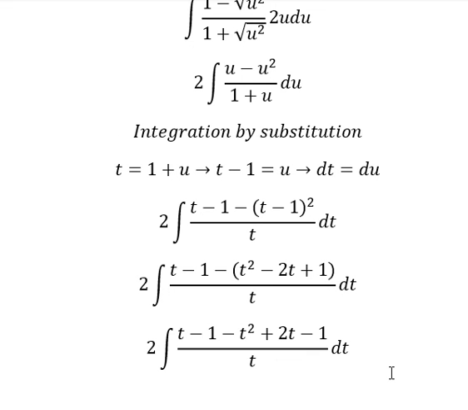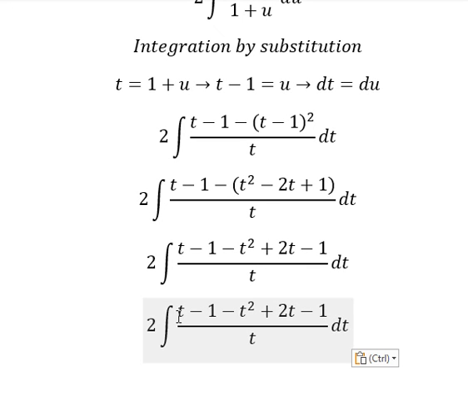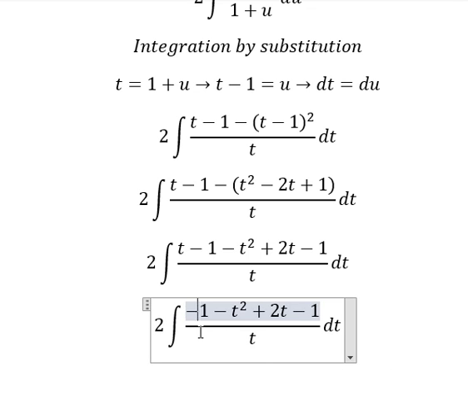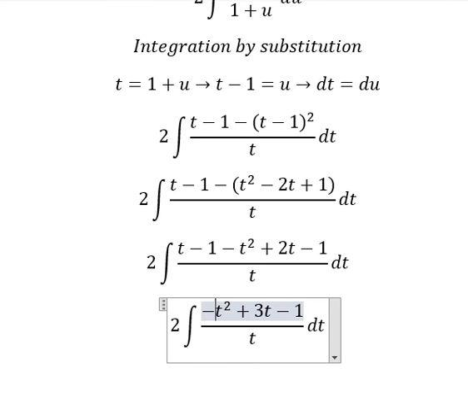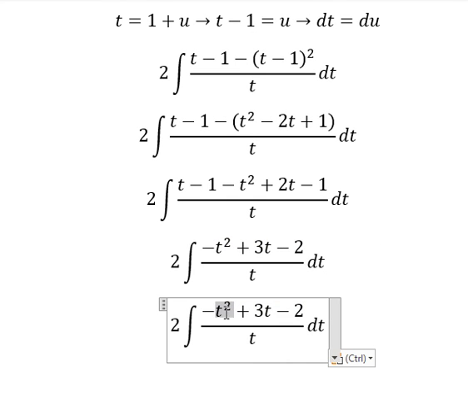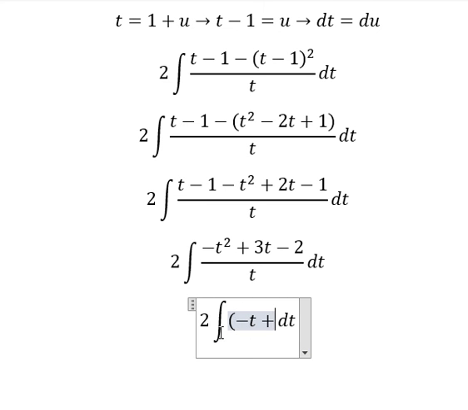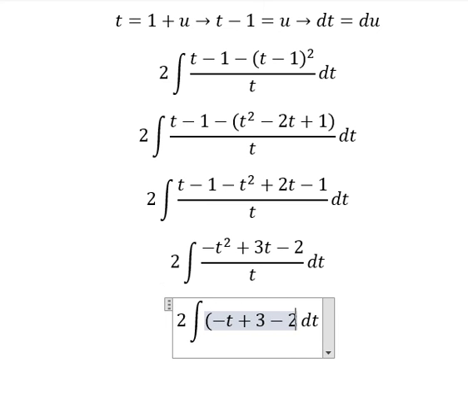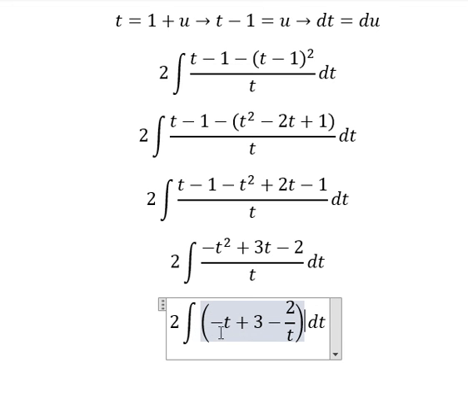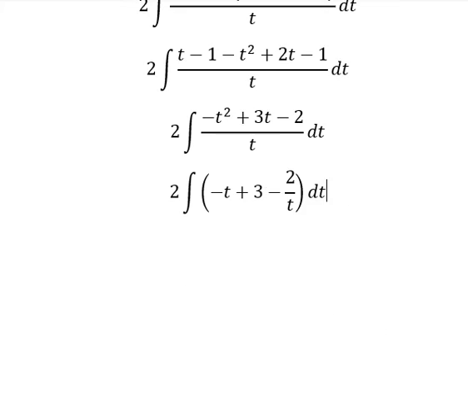Next, so 2t plus t, we have 3t. Negative number 1, negative number 1, we have negative number 2. So we have t squared divided by t, divided by t, and so we have negative t plus 3 minus 2 over t. And now we have the final answer.